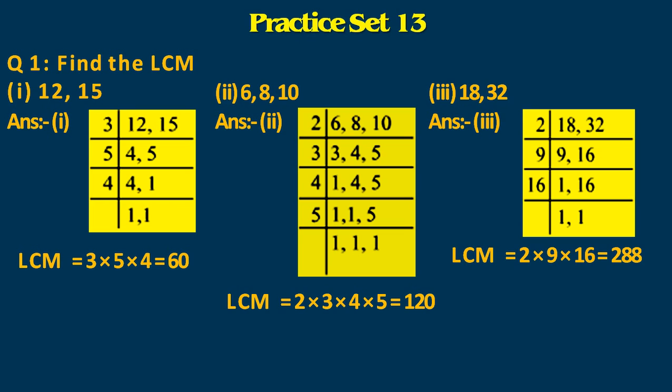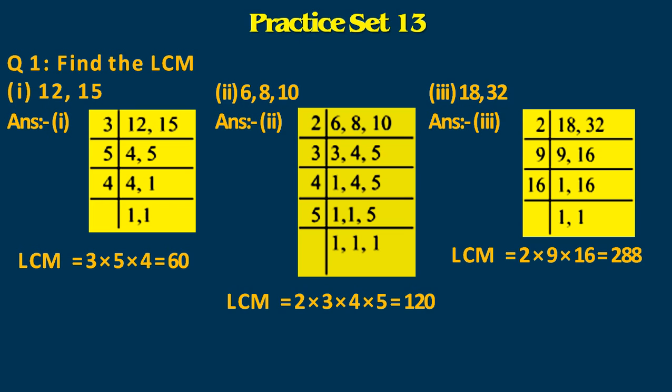Next sum: 6, 8 and 10. Now the common factor for 6, 8 and 10 is 2. 2 3s are 6, 2 4s are 8, 2 5s are 10. Now 3, 4, 5: all three numbers in the next line do not have anything in common. So we begin with 3. 3 1s are 3. 4 and 5 will be written as it is. Then we'll begin with 4. 4 1s are 4. 5 will be written as it is. And then again 5 1s are 5.